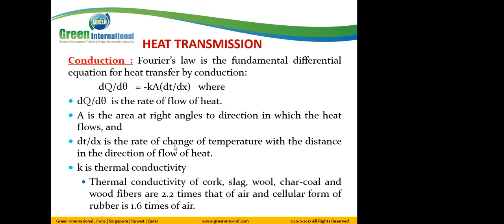That's the rate of heat flow, called dQ by d theta, which is equal to minus K A dT by dx. K is your thermal conductivity. A is the area. dT is the temperature difference, and dx is the distance traveled. dT by dx is the rate of change of temperature within the distance in the direction of flow of heat. A is the area.